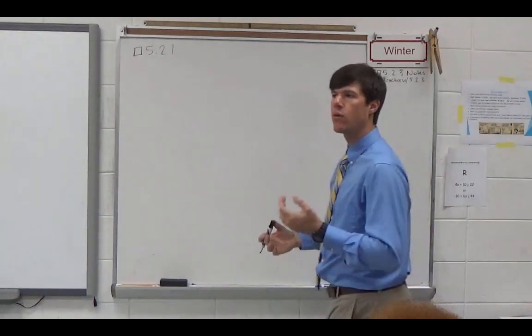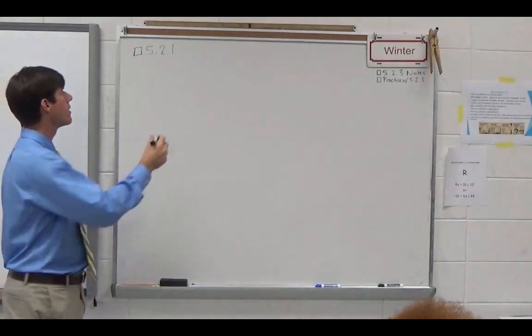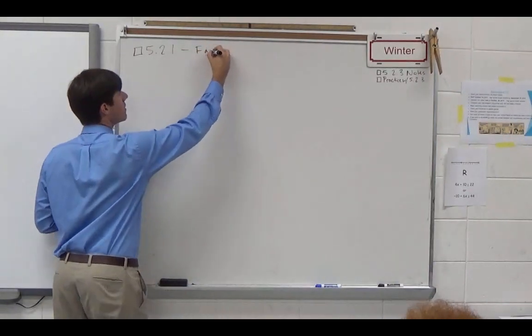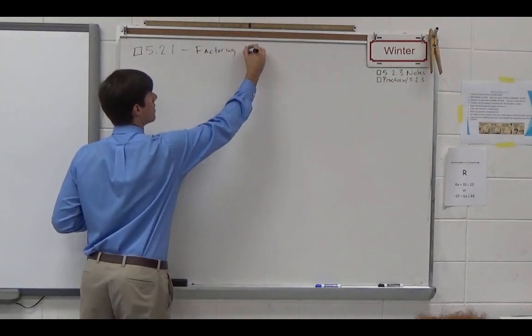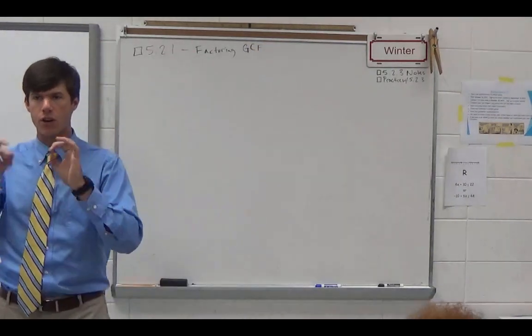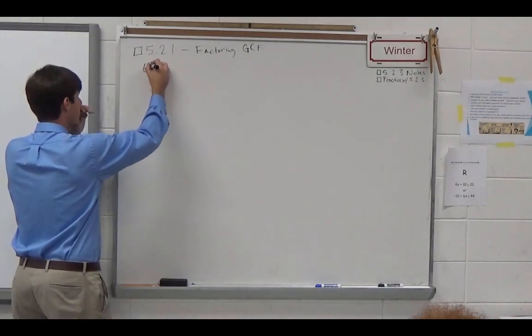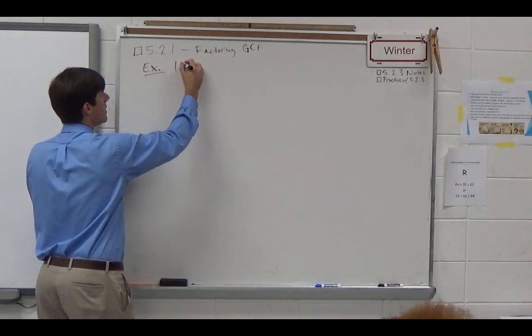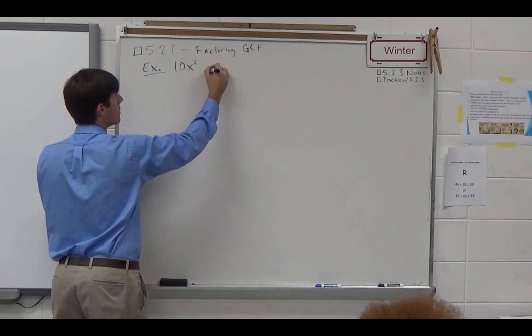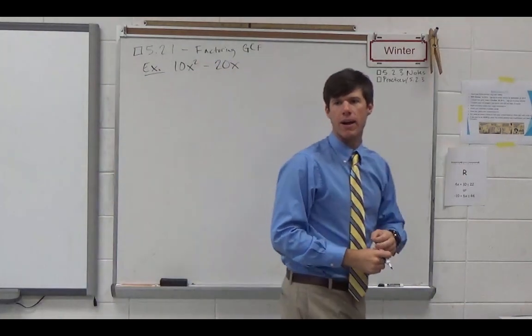No, it wasn't A equals 1. That's correct. It was factoring GCF. Okay? So this is kind of like the first thing we hit on. So the example for this is 10x squared minus 20x. Okay? 10x squared minus 20x.